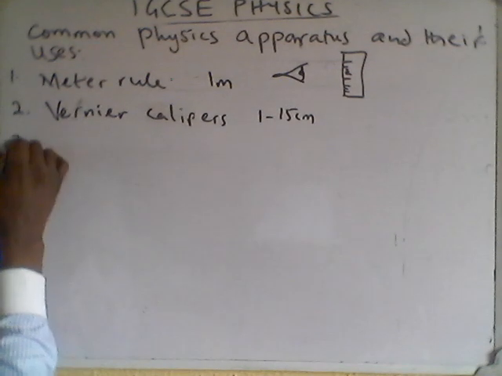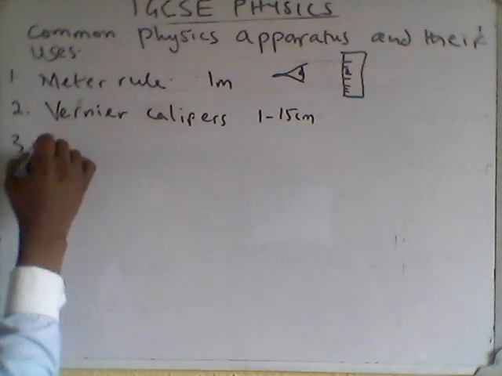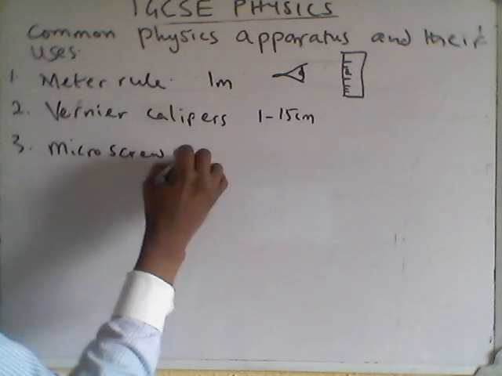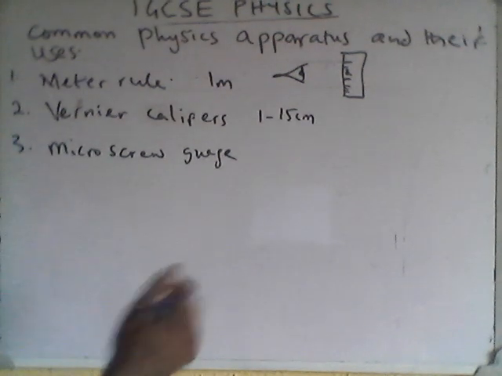Okay, so the third apparatus we majorly use in physics laboratories is the micrometer screw gauge. The micrometer screw gauge measures very small thickness, e.g. wire, paper. So how do we use it safely to get accurate results? Avoid over-tightening the spindle.